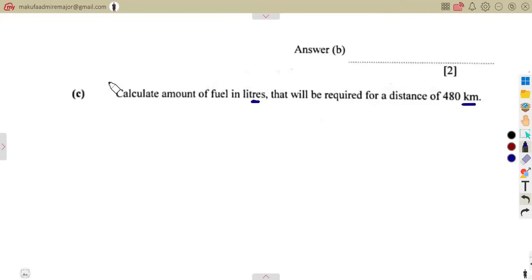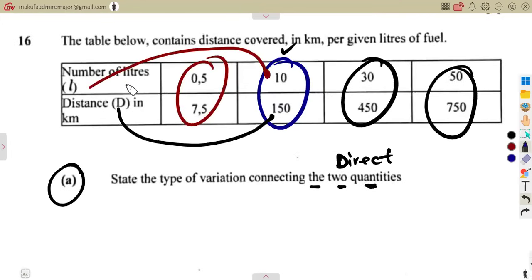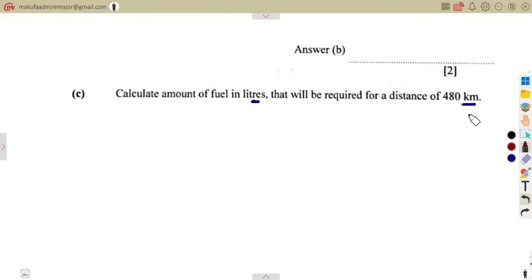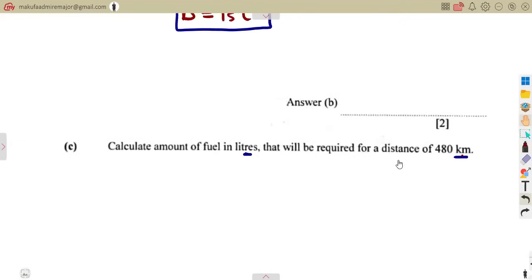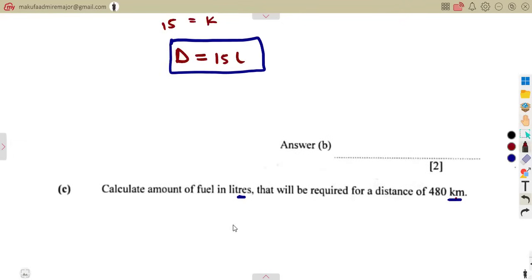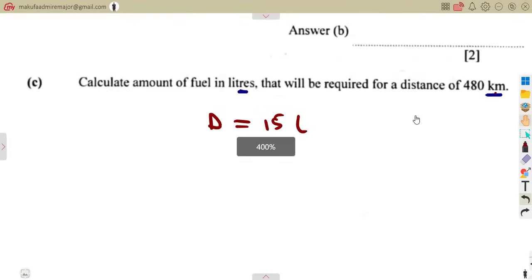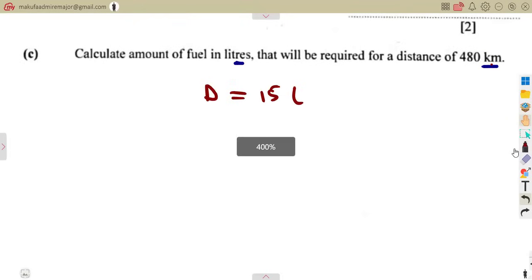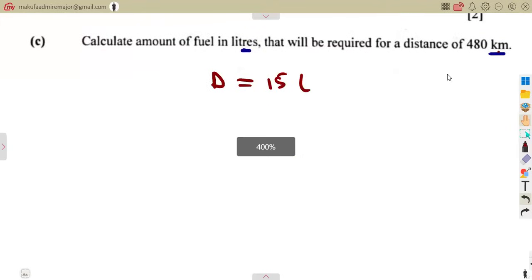So if you consider back, the amount of fuel was already in liters. The distance is already in kilometers. So the relationship that we are given, there is nothing for us to change because this is needed in liters. The distance is given in kilometers. So we're going to take our relationship. Remember, with direct variation or any other type of variation, you are going to have a continuation from this relationship. Our distance is 480. So we are going to substitute the distance that we are given and calculate our L.